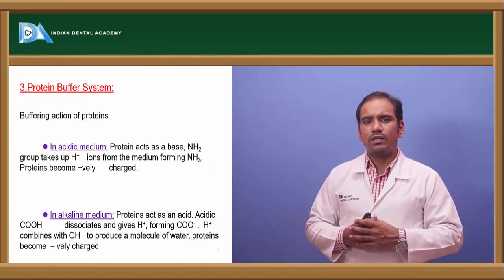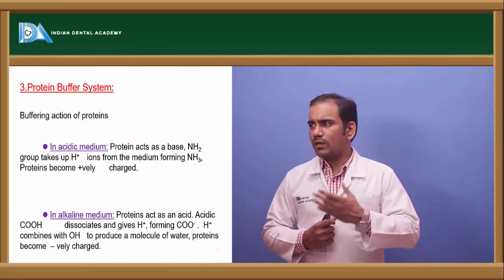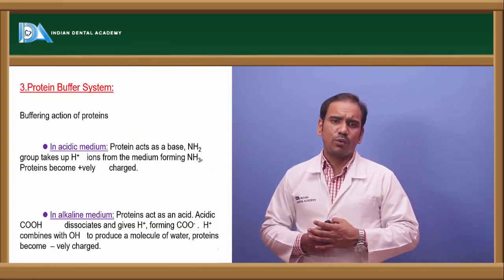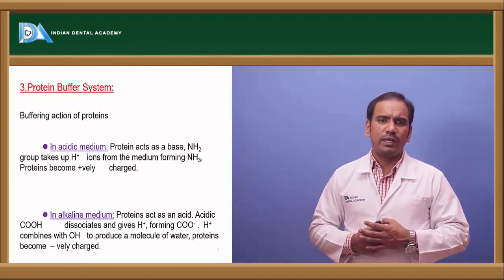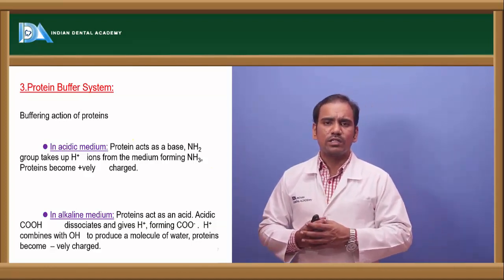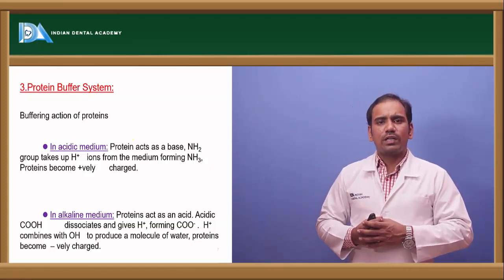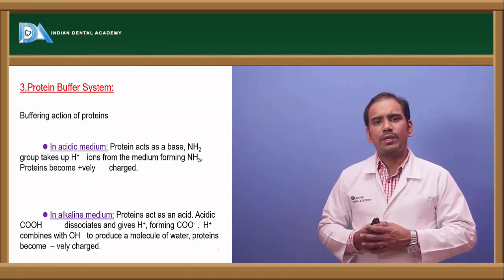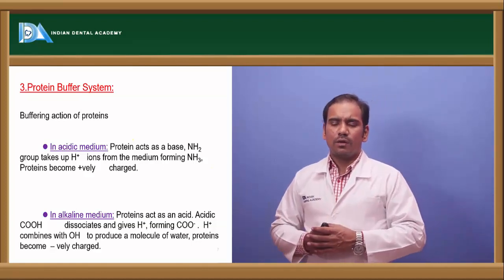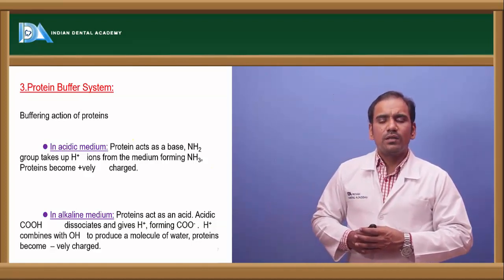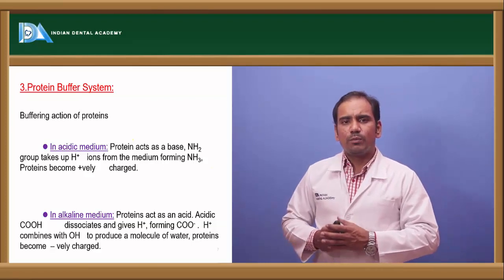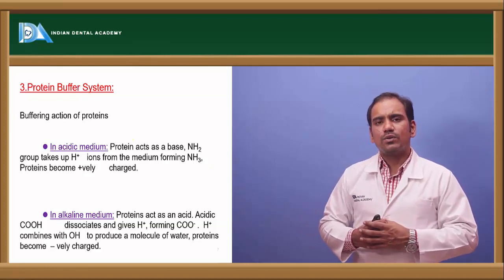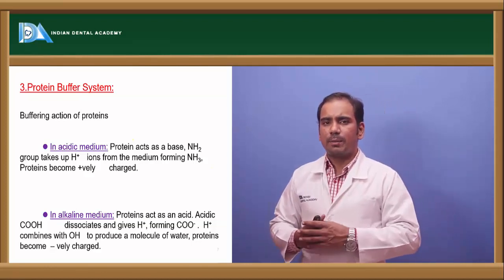These three constitute the first line of defense. Coming to protein buffers, there are some important proteins in the blood which show the buffering action. That buffering action of the proteins is because of the presence of a particular amino acid called histidine. Histidine has an imidazole group that has a pK value near to the normal pH. Because of that, the proteins which have the histidine amino acid show maximum buffering capacity.